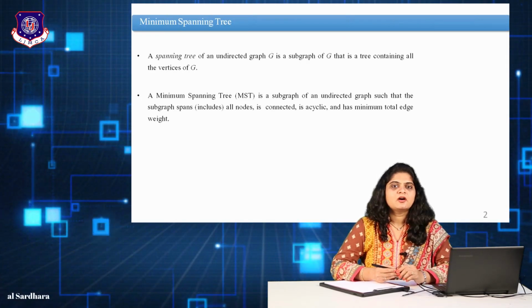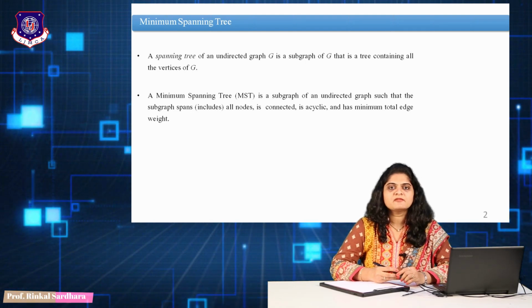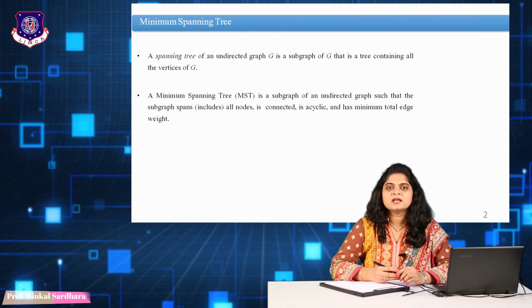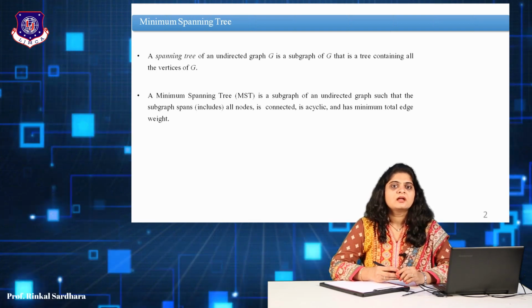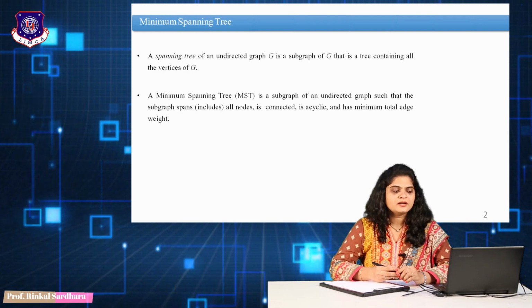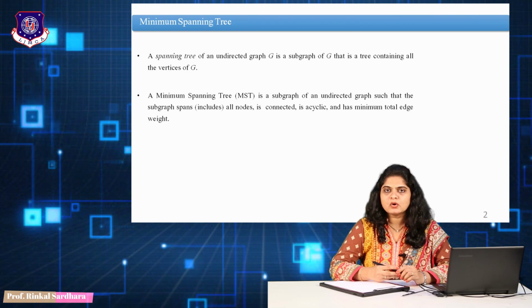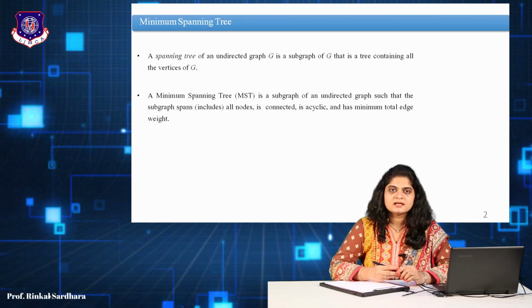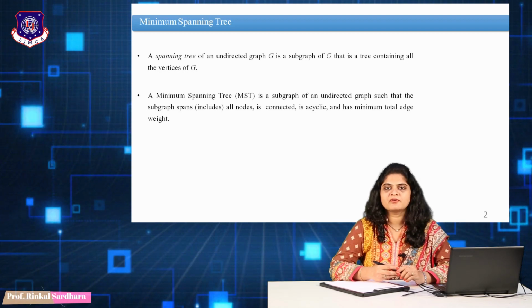A spanning tree of an undirected graph G is a subgraph of G that is a tree containing all the nodes of graph G. Now, the minimum spanning tree is a subgraph of an undirected graph such that the subgraph includes all nodes, is connected, is acyclic, and has minimum total edge weight.